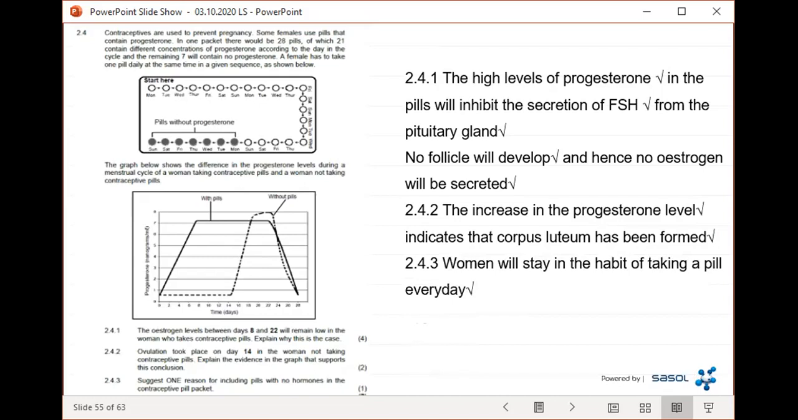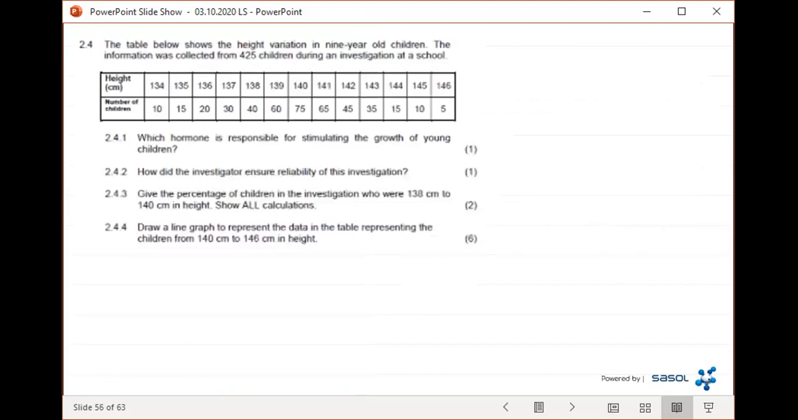The reason would be that women will stay in the habit of taking a pill every day. So it creates that habit of taking a pill every day. So I believe, guys, you're seeing a pattern here of concepts which are connecting. We did contraceptive methods in reproduction, and we're also finding contraception methods in the endocrine system. That's why I've been stressing that you should not study certain topics in isolation from each other, because at some point or another they connect, or they have some form of relationship. Okay, and we can move on to the next question.